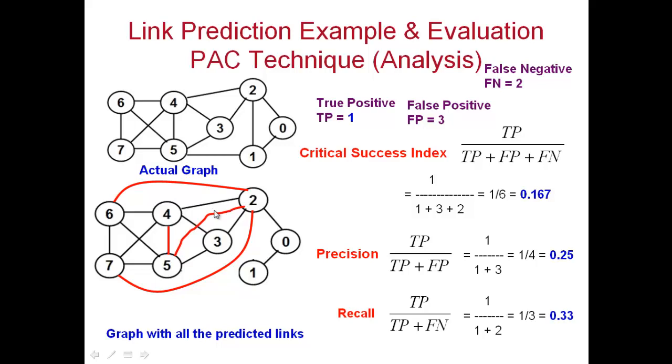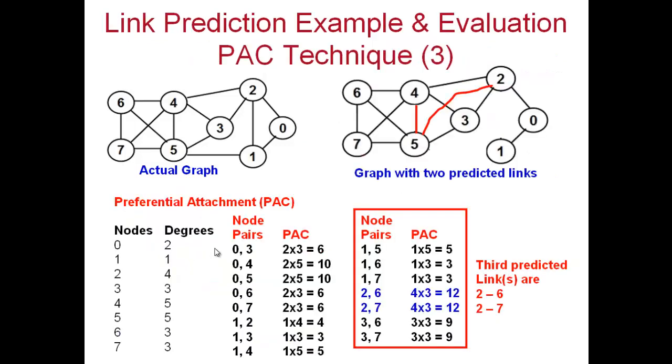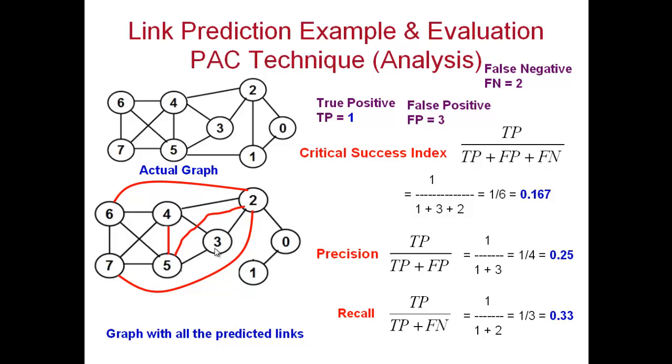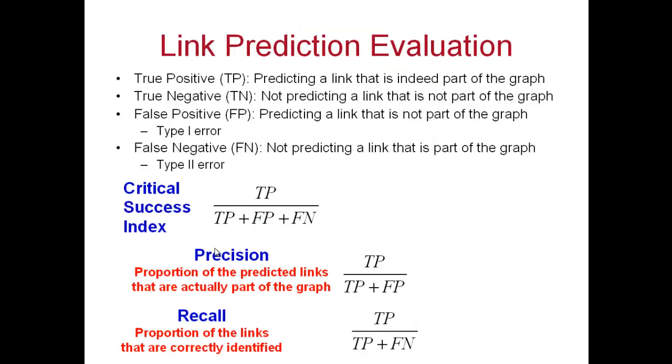What we are going to now do is compare the actual graph with what is called a predicted graph and come up with values for these metrics. Let us see the definitions and then we'll come back to this result and come up with those measures.